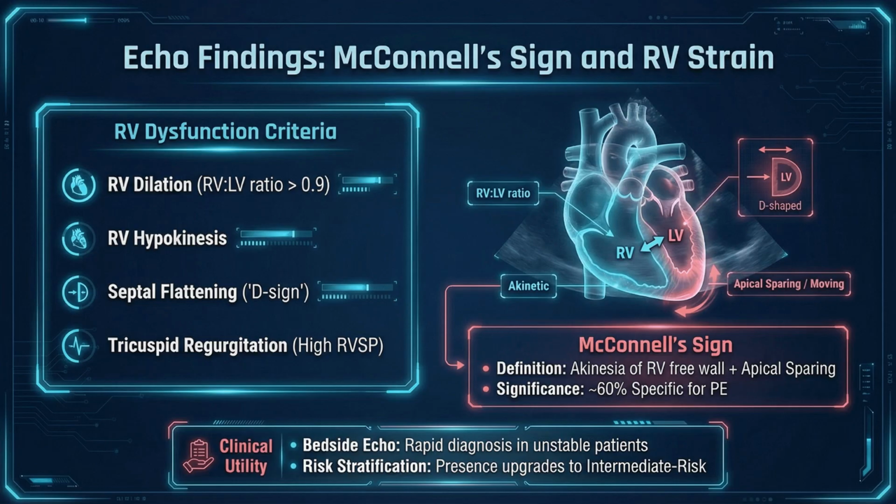Alongside dilation, hypokinesis or reduced movement of the RV free wall is important, as is septal flattening, which creates the classic D-sign appearance in the left ventricle on the parasternal short axis view. This indicates pressure overload shifting the septum. Additionally, tricuspid regurgitation with elevated right ventricular systolic pressure reflects increased RV afterload.